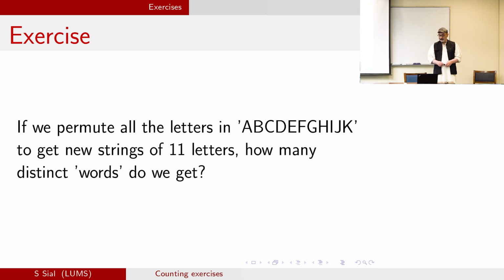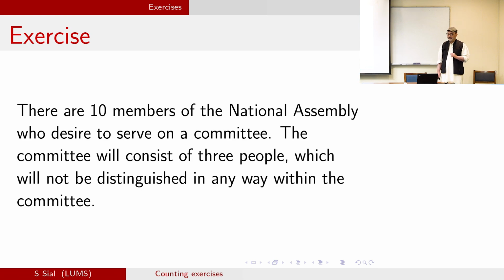Okay, so here we have, say, 11 letters, and we're going to make rearrangements of these. How many distinct strings can we have? How many permutations of 11 distinct symbols are there? 11 factorial.